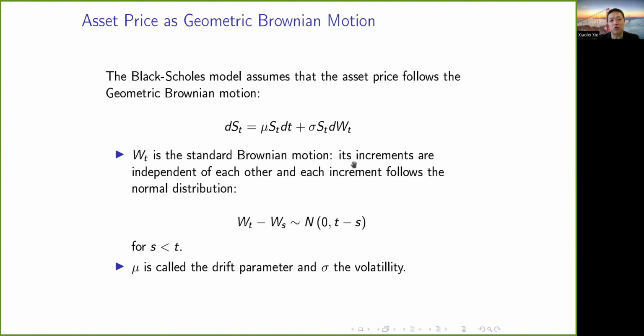That means its increments are independent of each other, and each increment follows a normal distribution, and the variance of this normal distribution is given by the length of the time increment.